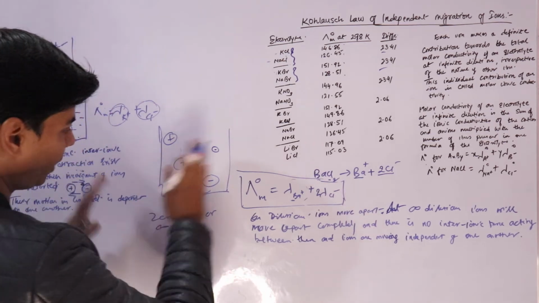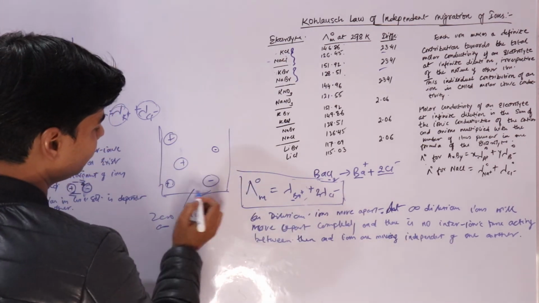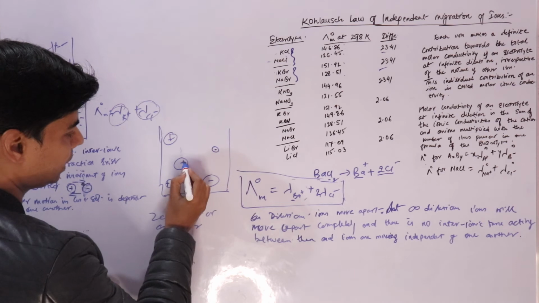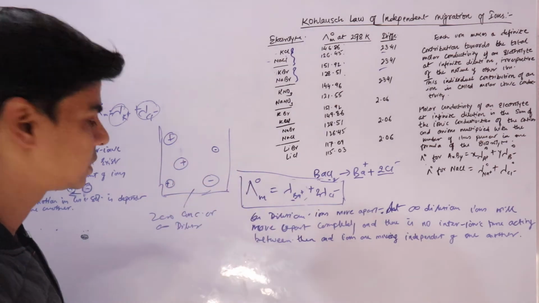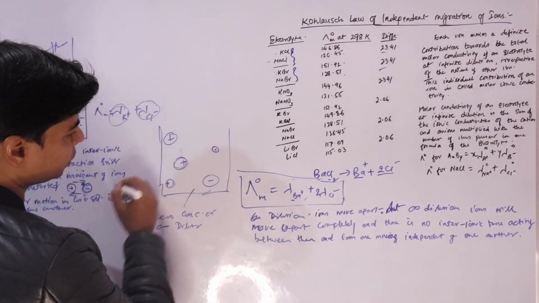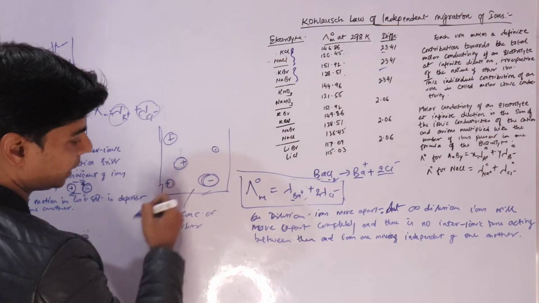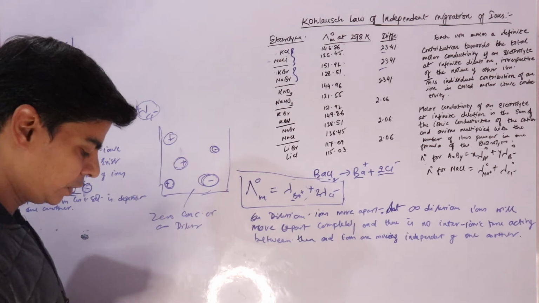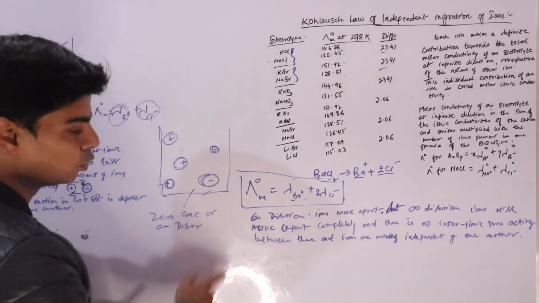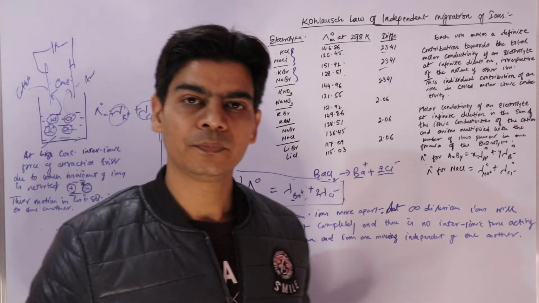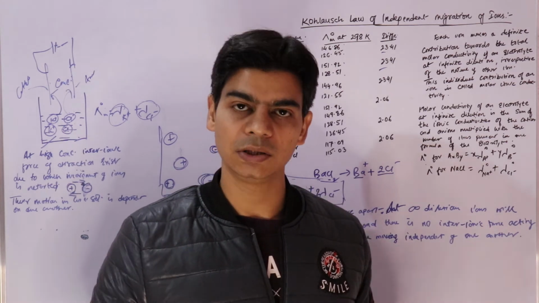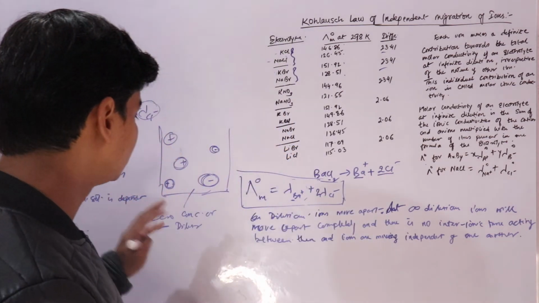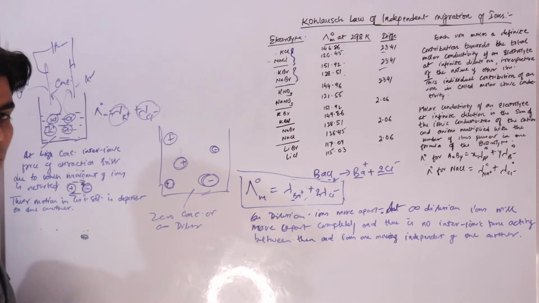So they are far apart from one another, and their movement is not affected by the other, oppositely charged ions. The movement of this potassium ion is not affected by this chloride ion, and the movement of this ion is not affected by that ion. So we say these ions are moving independent of one another at infinite dilution or at zero concentration. This is what Kohlrausch's law said.